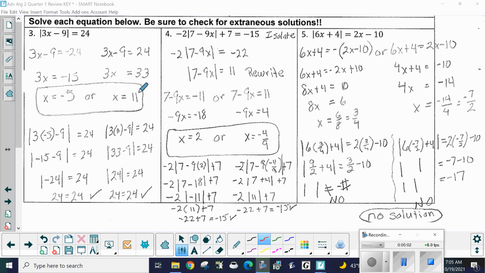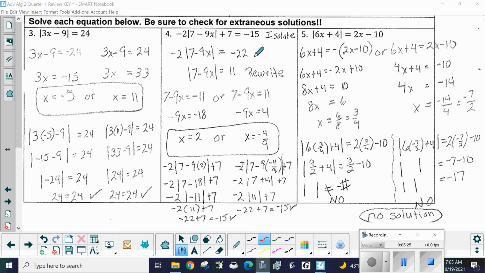I can check this one. I plug the 11 in for x. 3 times 11 is 33. 33 minus 9 is 24. The absolute value of 24 is 24. It checks. So circling both these answers or selecting both these answers would be the answers that you want.